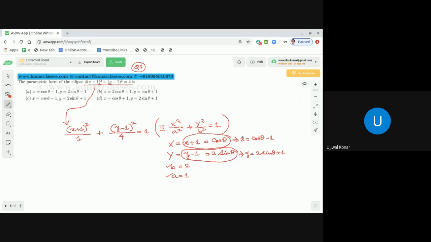So x is equal to cos theta minus 1, and y is equal to 2 sin theta plus 1. So we get the correct option as option C.